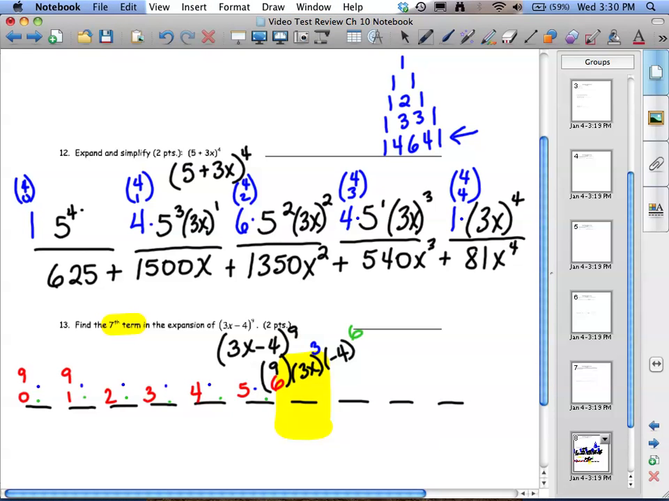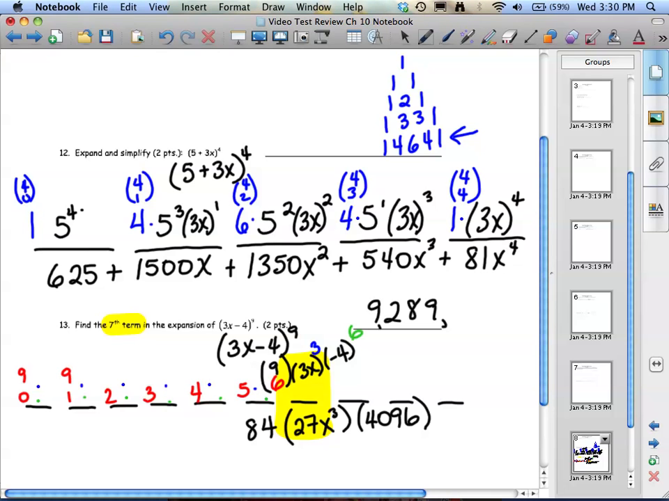9 choose 6 is 84. 3 cubed is 27, x cubed. Negative 4 to the 6th is 4,096. And if you multiply that whole thing out, you get 9,289,728 x cubed. So that's the kind of question that I would ask about expanding. Then there will be 3 more like that.